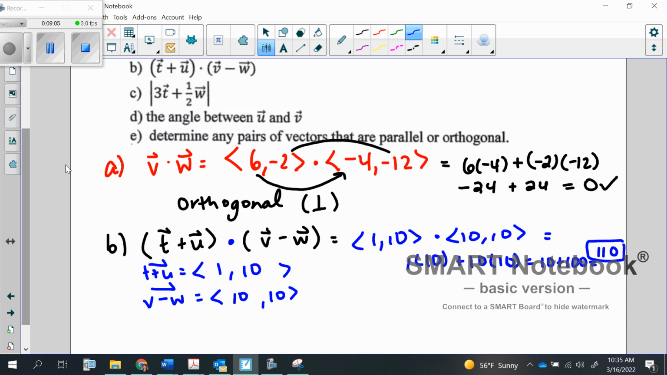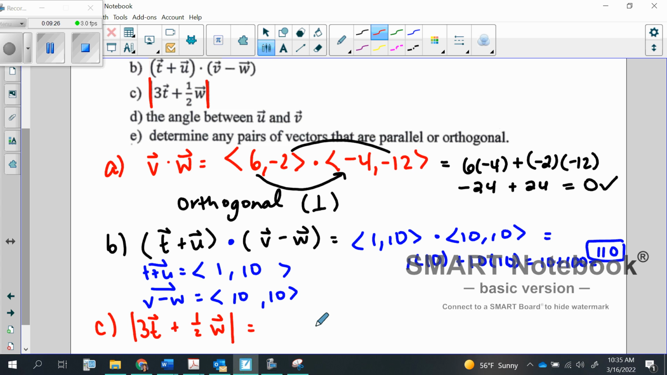Okay, part C. Do not forget that you are doing the magnitude. Do not just jump right in and start taking the magnitudes of things for C. Simplify the inside first, just like you normally would. So we have 3t, and I'm going to write it down here: 3 times our t vector, plus 1/2 times our w vector, and then we're going to take our magnitude.